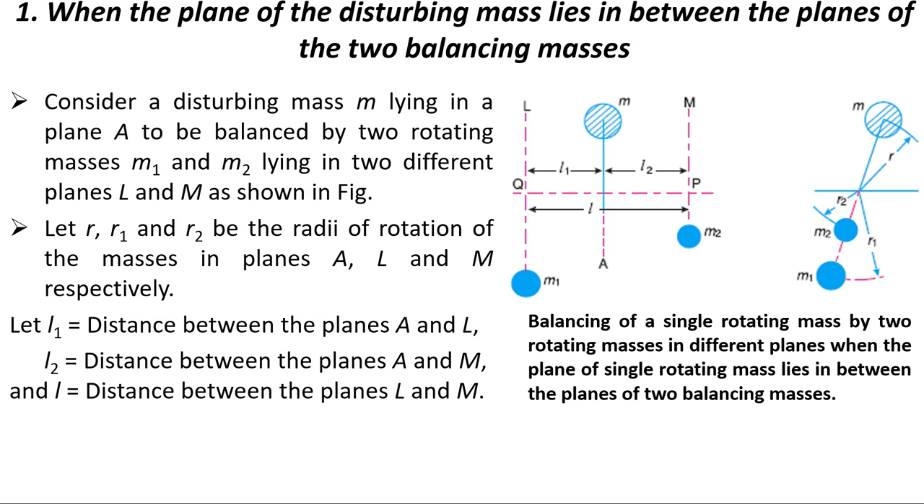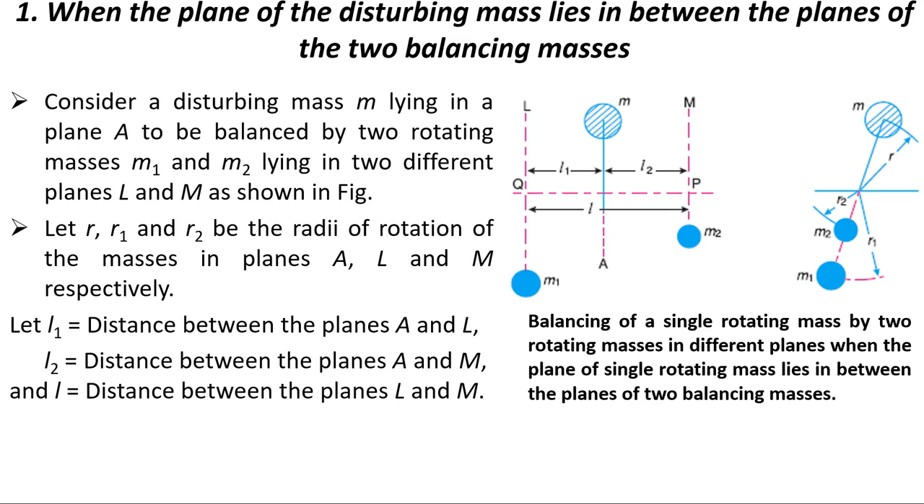For example, the mass m1 has the plane L on the left side. On the right side there is one more plane, plane M, which is connected with mass m2. So there are two different planes, L and M. Let the radius for the center part be r, and r1 and r2 the radii for the respective masses at L and M. So the center part has radius r, the left side r1, and the right side r2.